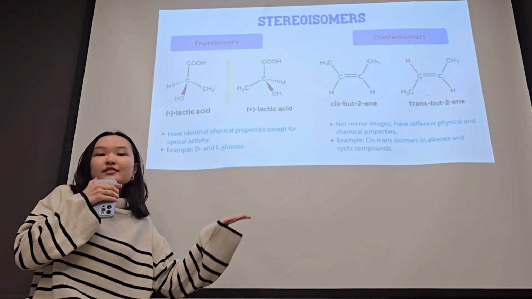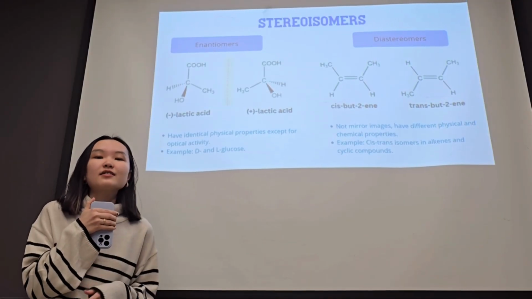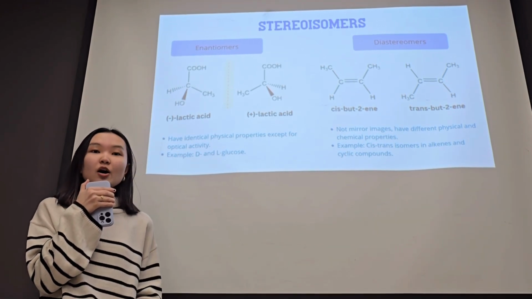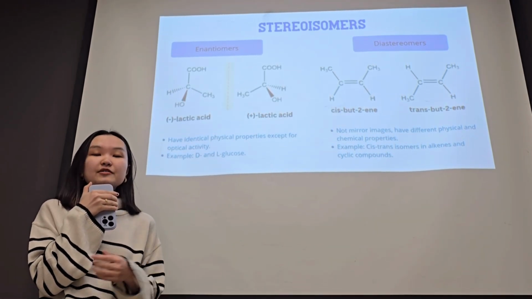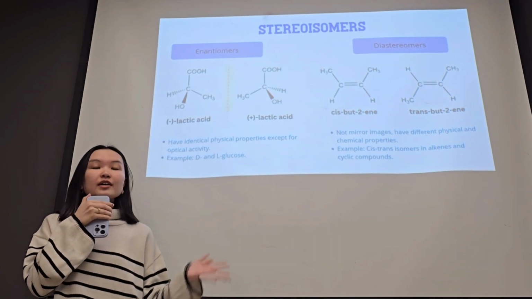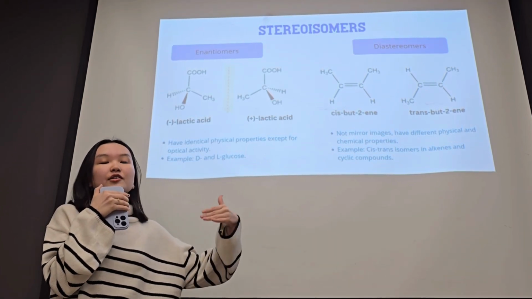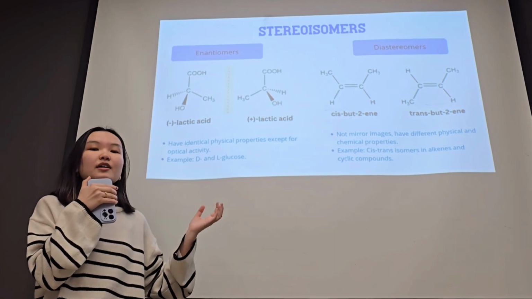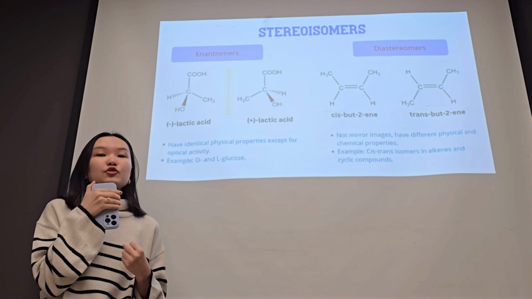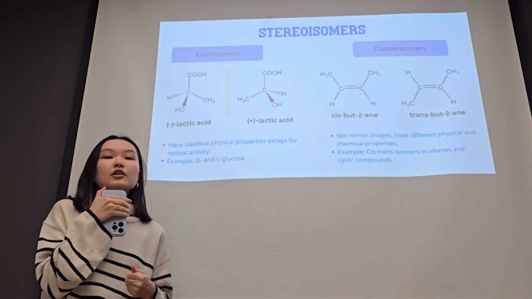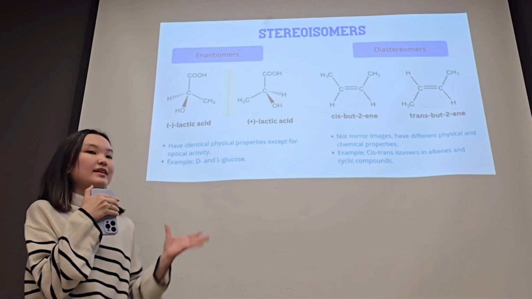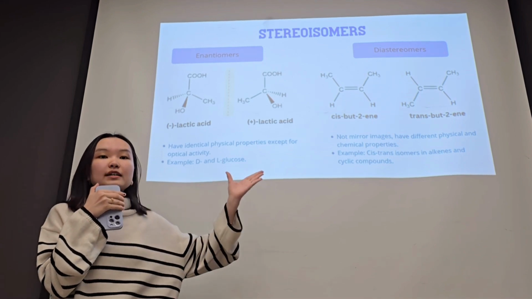So, what are stereoisomers? Stereoisomers are isomers that have the same molecular formula but different spatial arrangements of their atoms. They can be divided into 2 types, enantiomers and diastereomers. Enantiomers are isomers that are non-superimposable mirror images of each other, and they have the same physical properties. For example, the D and the L lactic acids.